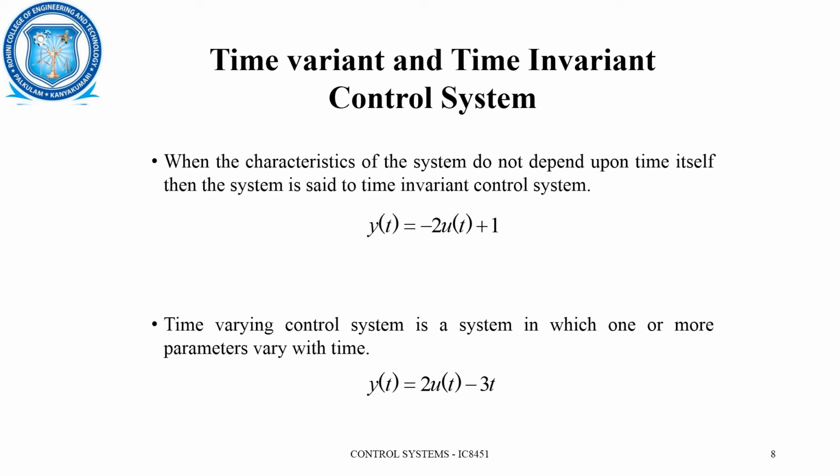While considering the time varying control system, we can see y of t is equal to 2 into u of t minus 3t. Here the minus 3t is directly depending upon the time variations. If time varies, this equation will have different outputs, and the system will show some variation.